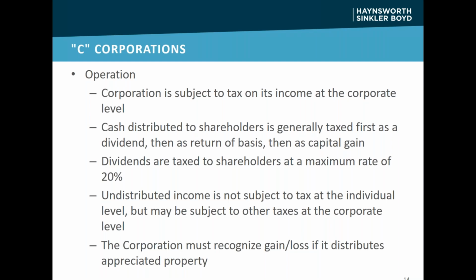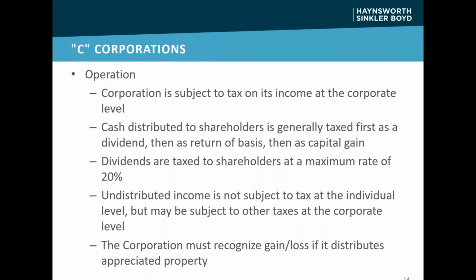When a shareholder does receive a distribution from the corporation, it's first taxed as a dividend at preferential rates to the extent that the corporation has earnings and profits, and any amount over the corporation's earnings and profits is taxed as a return to the shareholder's basis. If the distribution exceeds the shareholder's basis, any additional amount is treated as a capital gain.